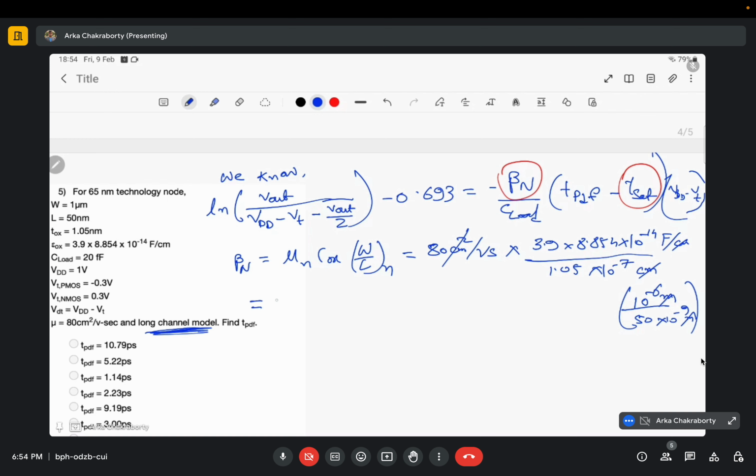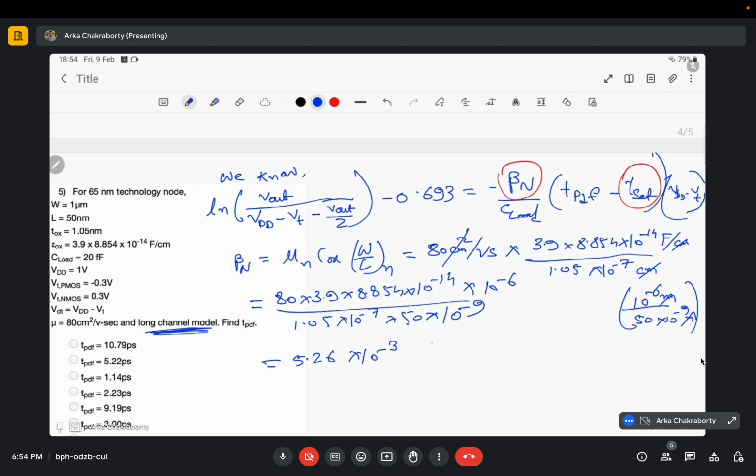So I will get 80 into 3.9 into 8.854 into 10 to the power minus 14 divided by 1.05 into 10 to the power minus 7 into 50 into 10 to the power minus 9, and here 10 to the power minus 6. So if anyone has calculated, do it. You will get the result as 5.26 into 10 to the power minus 3. This is your beta.